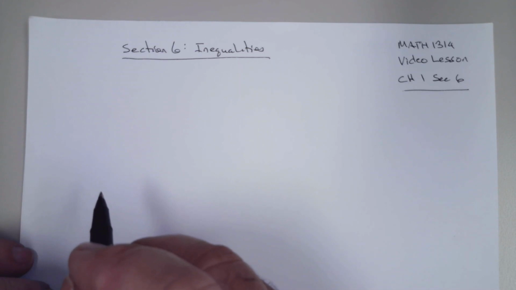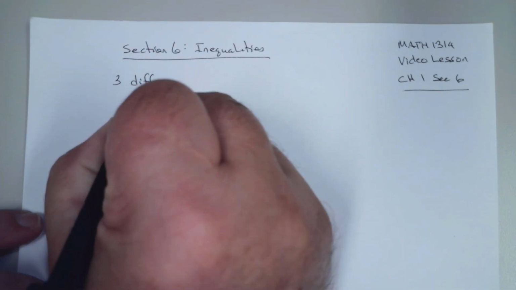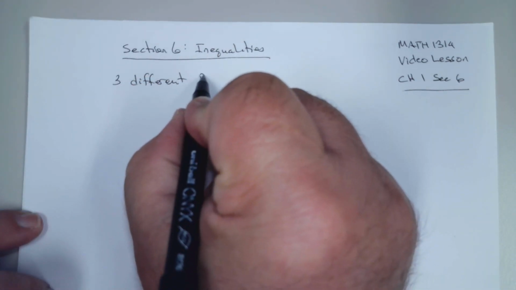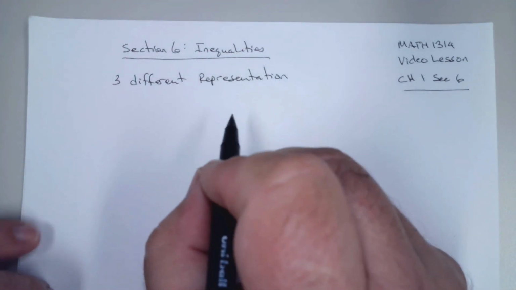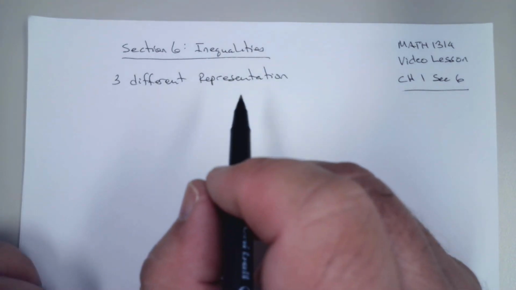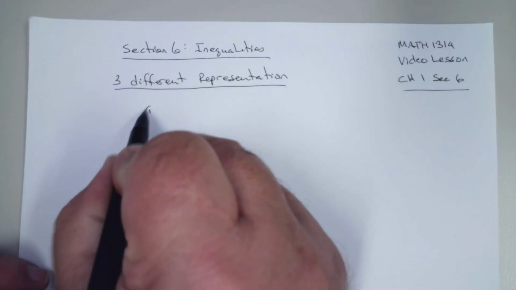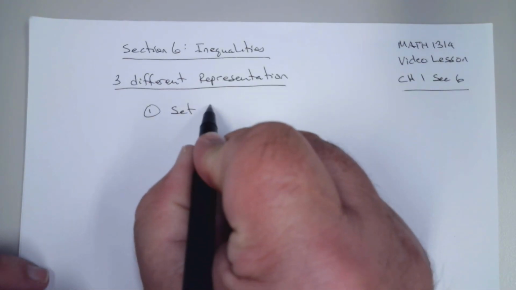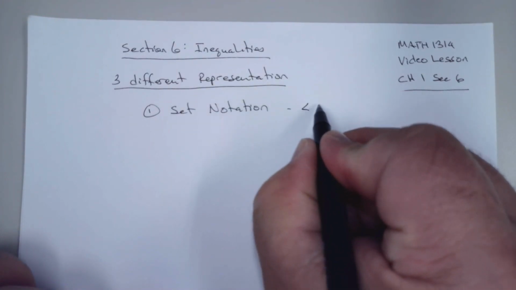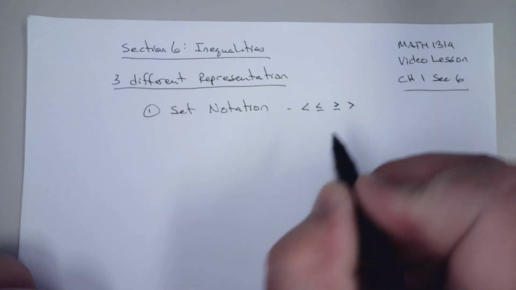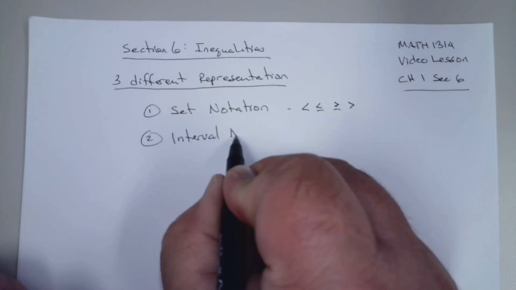When we talk about inequalities, we have three different representations. An inequality is obvious, we see the less than, greater than symbols, but there are three different ways we can write the final answer. The first way, we can write it as set notation. That's where we use the inequalities. Then we'll use the interval notation.